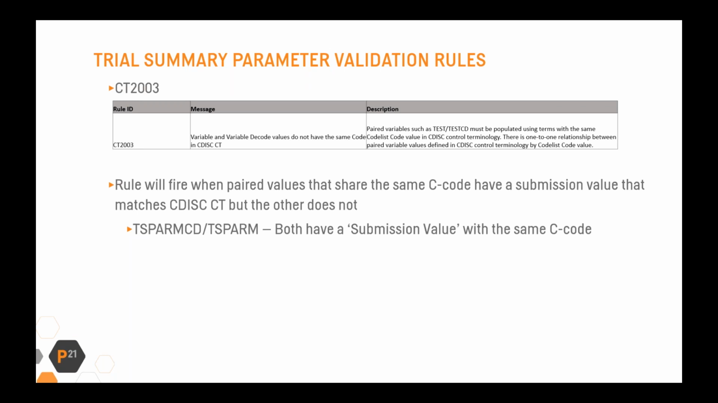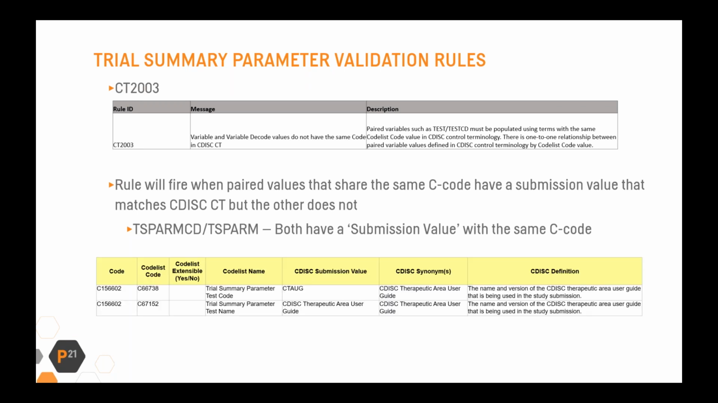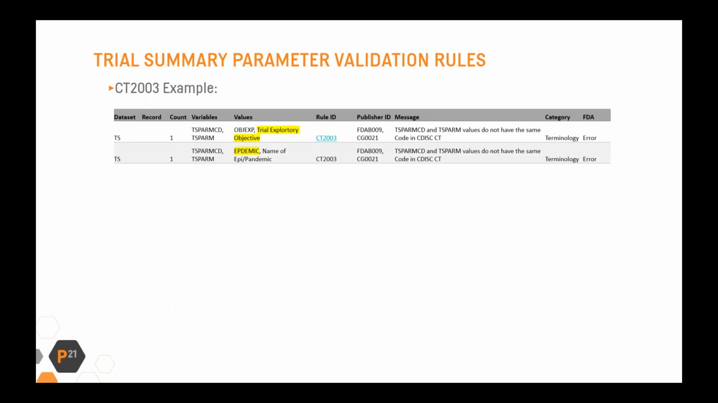For trial summary, CT2003 is checking TSPARMCD and TSPARM, similar to TEST and TESTCD. Both of them have a CDISC submission value with the same C-code. And this is just a snippet from CDISC controlled terminology for the TSPARMCD, TSPARM code. Notice they have different code list names and different code list codes because they're in separate code lists, but they share the same concept code, or C-code, because they are paired variables.